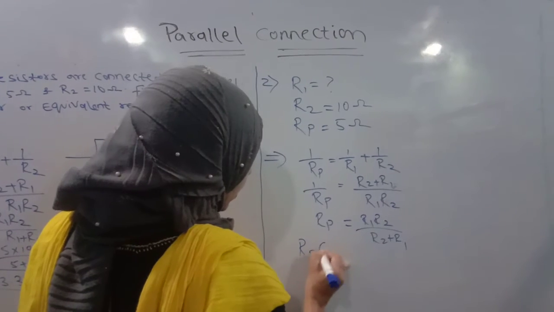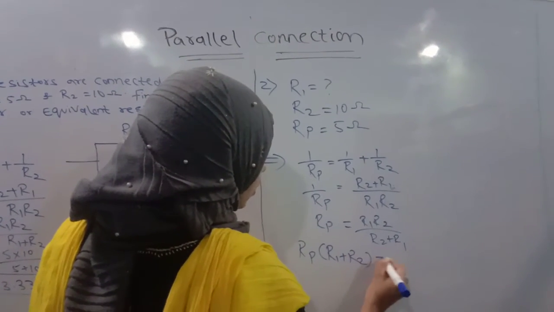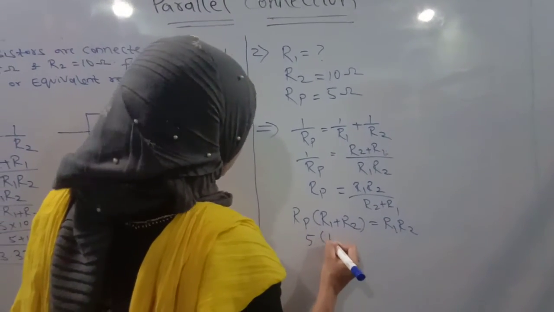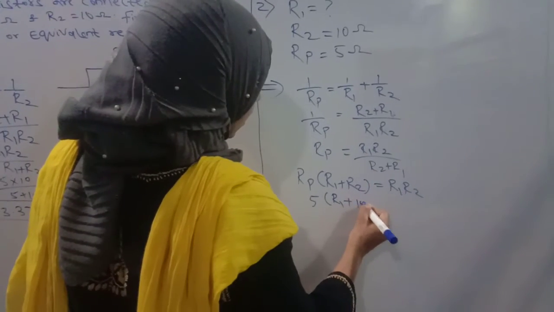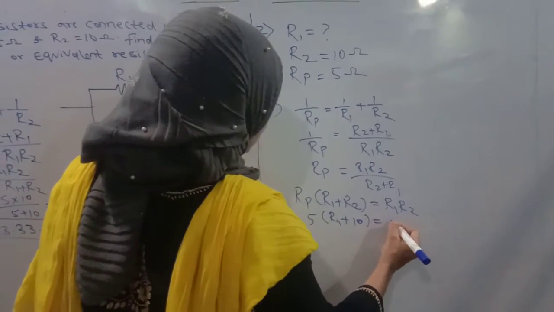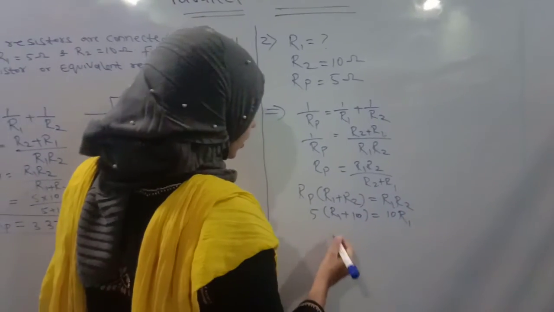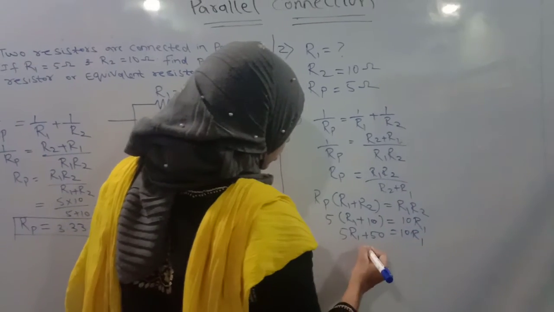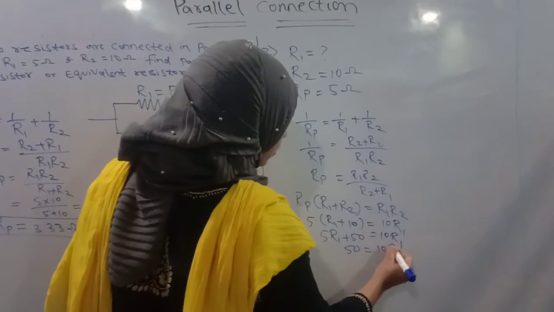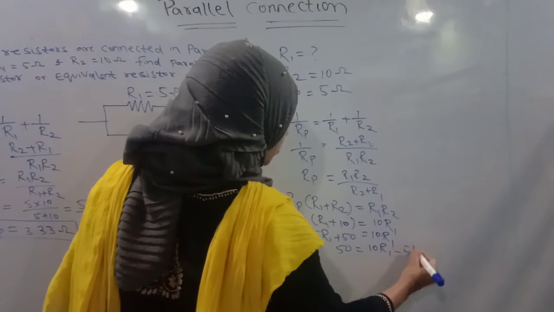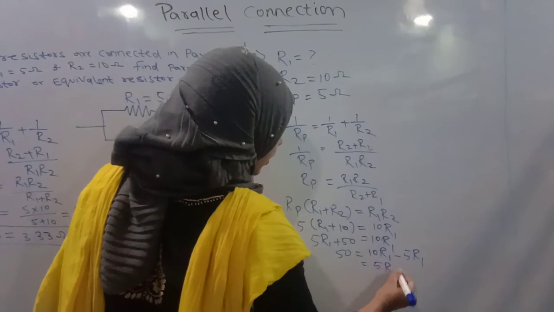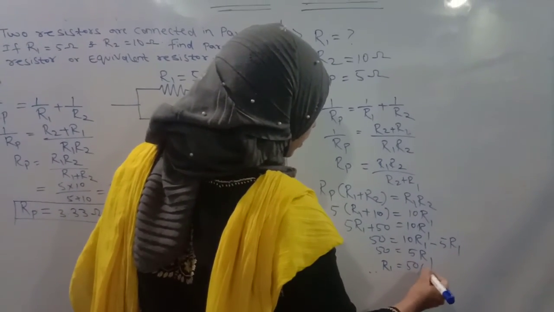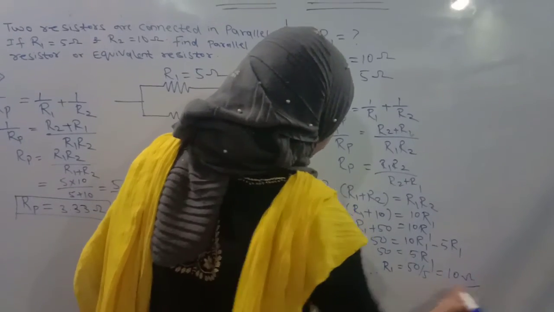Here RP is already given, so we can write RP equals R1 into R2 divided by R1 plus R2. Already mentioned, RP is 5 in brackets, R1 is the unknown we need to calculate, and 10 ohm is mentioned for R2. So 5 into R1 plus 10 is equal to 10 into R1, because the R2 value is given as 10. So 5 R1 plus 50 is equal to 10 R1. The 50 stays as it is, and 5 R1 moves across with a minus sign, so 5 R1 is equal to 50. Therefore, R1 is 50 divided by 5, which is equal to 10 ohm.